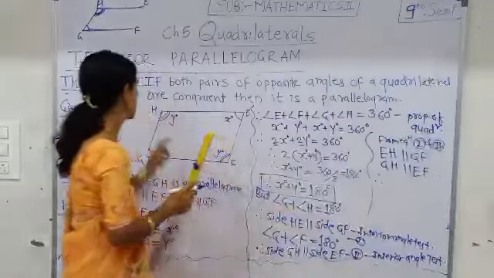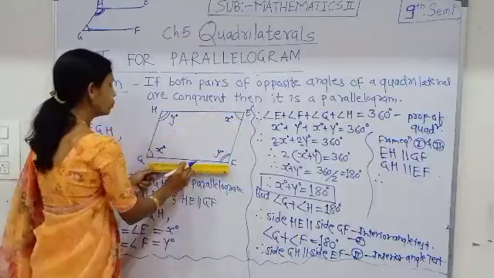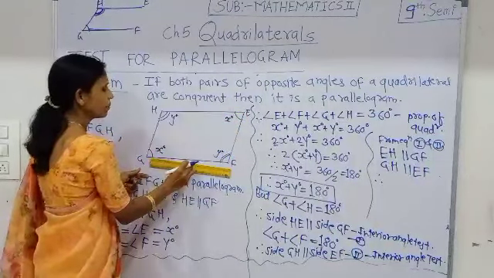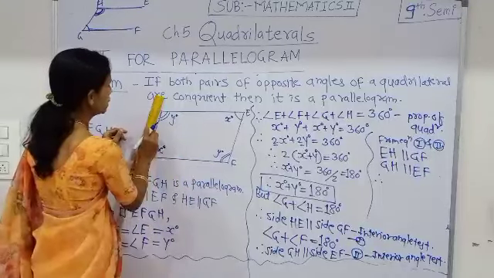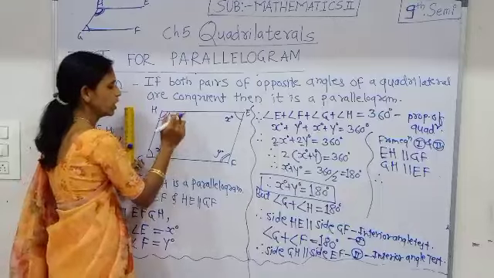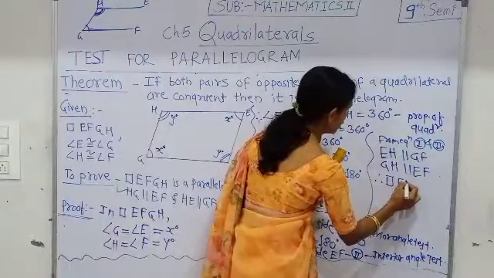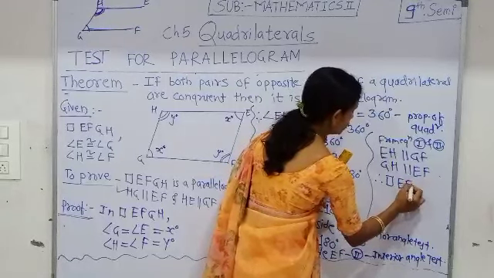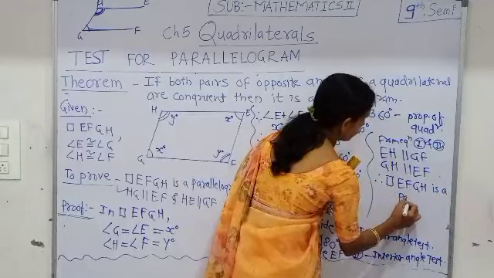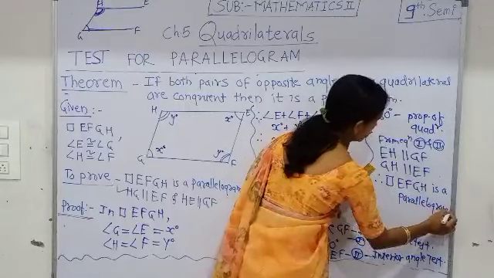That means EH is parallel to GF, so the opposite pair of sides of that quadrilateral are parallel, and HG is parallel to EF, that means that quadrilateral is a parallelogram. Therefore quadrilateral EFGH is a parallelogram. It is a parallelogram.